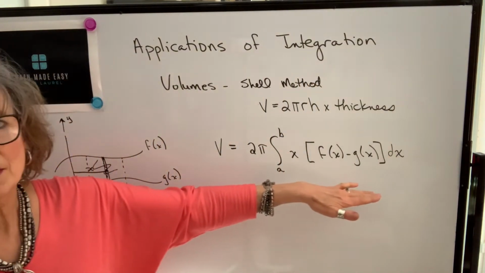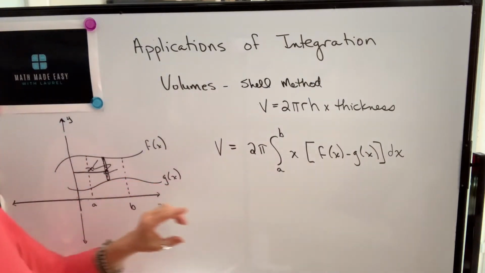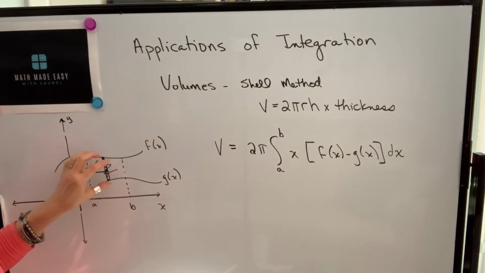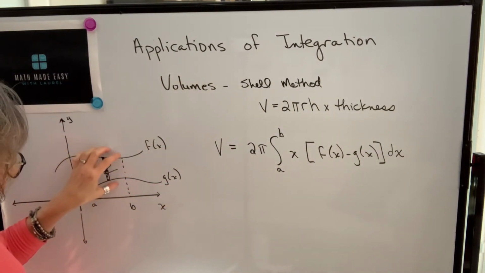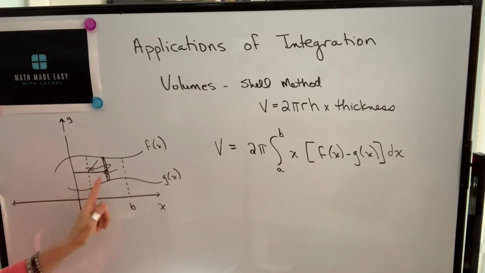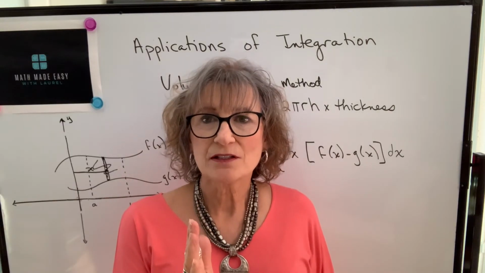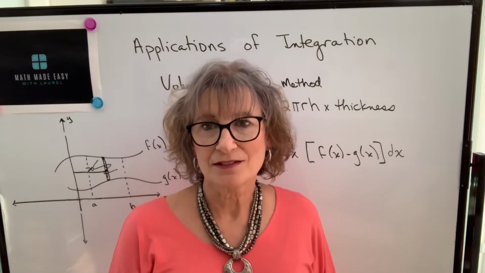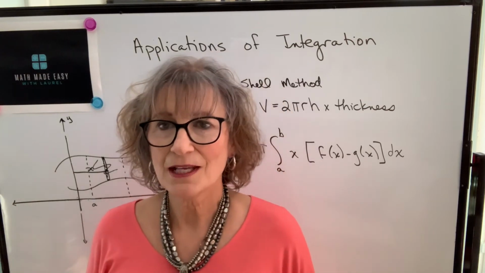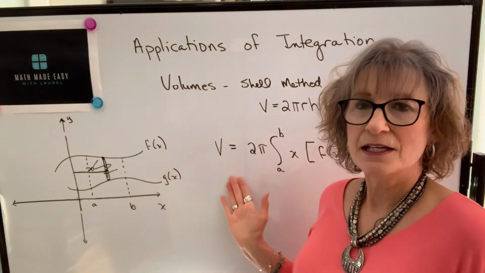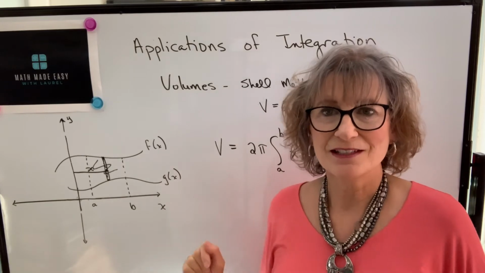So this formula will allow us to find the volume of a solid that's formed when we take an area, rotate it around the y-axis, and we use vertical rectangles. And what I want to point out here is in using the shell method, your representative rectangles have to be parallel to the axis of revolution. Let's take a look at using this in some examples that we've done previously.